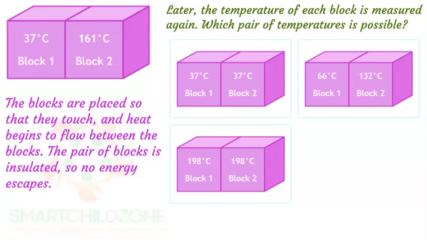In the second pair of blocks, the temperature of block 1 went up and the temperature of block 2 went down. Remember, heat will stop flowing when the two blocks reach the same temperature. It is possible to measure a temperature of 66 degrees Celsius for block 1 and 132 degrees Celsius for block 2. This pair of blocks could be the right answer.